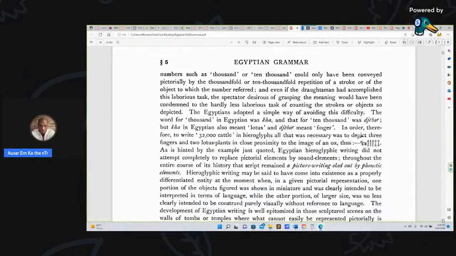So that's what they're doing. Pictographically, it was easier to write something than trying to write 1,000 or 10,000 strokes. Let's keep going.